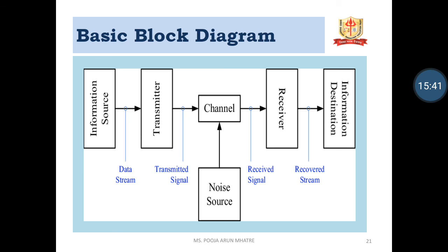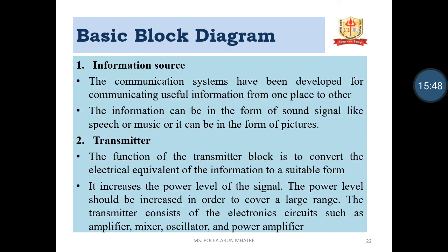Next topic is the basic block diagram of data communication. Here the figure shows the basic block diagram of data communication. The functions of the basic blocks and their working are as follows. First one is the information source. Communication systems have been developed for communicating useful information from one place to another. The information can be in the form of a sound signal like speech or music, or it can be in the form of pictures.